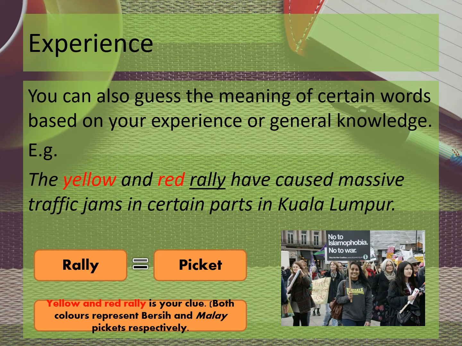The yellow rally and the red rally that have caused traffic jams in Kuala Lumpur, are they referring to a birthday? No. A rally is where people gather around on streets, march from one place to another to express whatever dissatisfactions they may have. Somewhat similar to, for example, a picket. So see, based on your experience, you already know rally means picket. So experience does help you to determine certain words when you read.